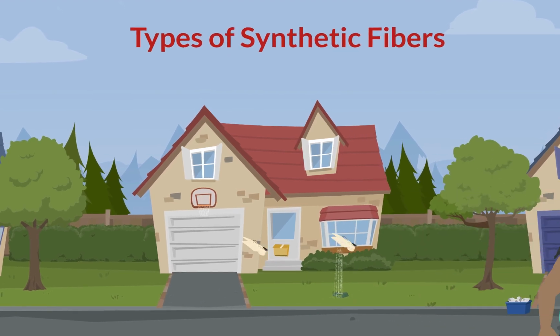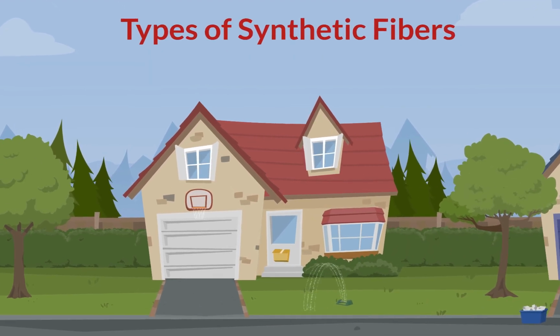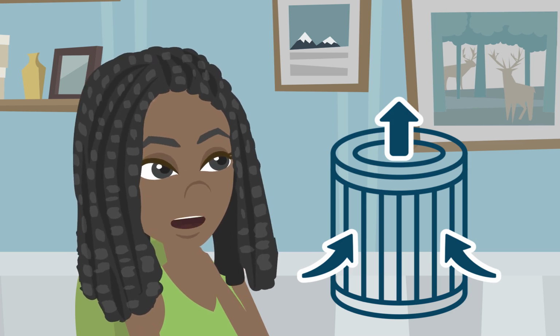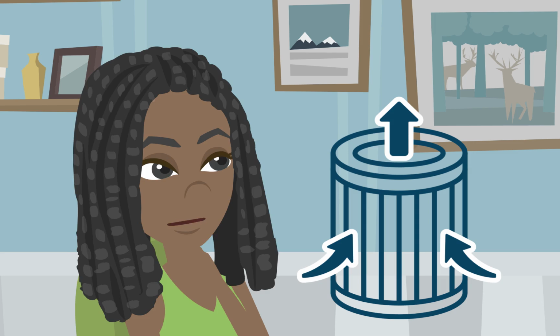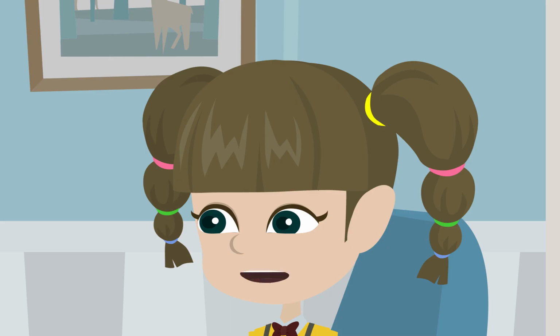Types of synthetic fibers. Rayon is a man-made fiber that was developed to be similar to silk. It's made from wood pulp and is much cheaper than silk. Wow, so rayon is like a cheaper version of silk.